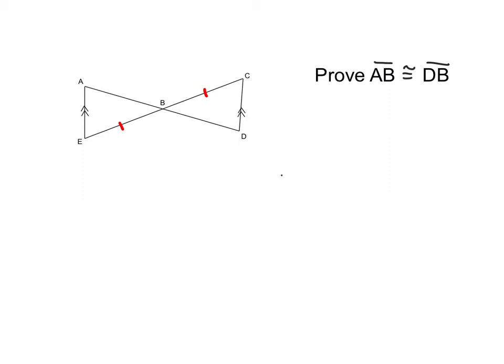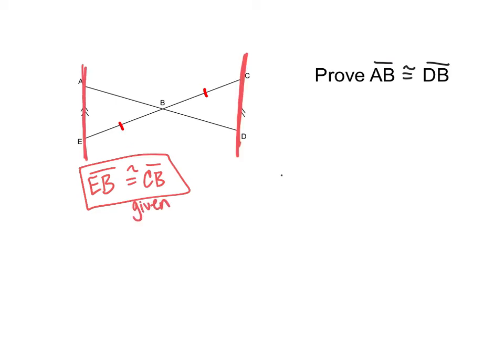So when I look at this one, the first thing that I notice is that EB is congruent to CB. That is given, so I have one pair of sides congruent. The next piece of information I have is about these parallel lines. I have those arrows drawn on AE and CD, and that does not mean that they are congruent to each other. However, it does mean that they are parallel to each other.